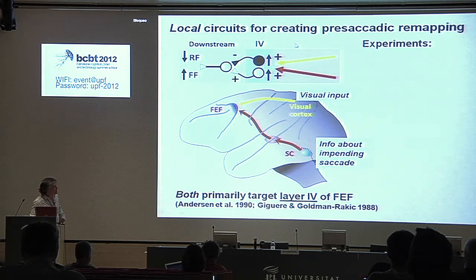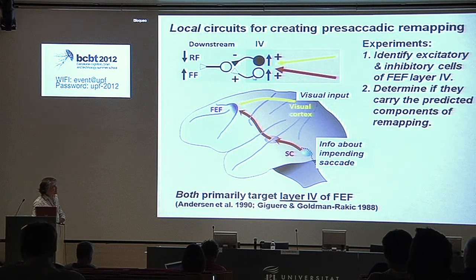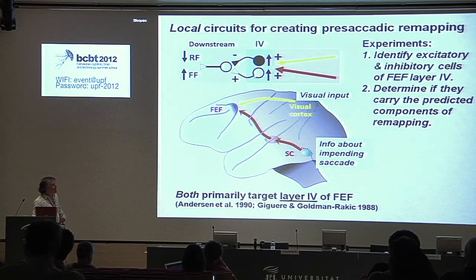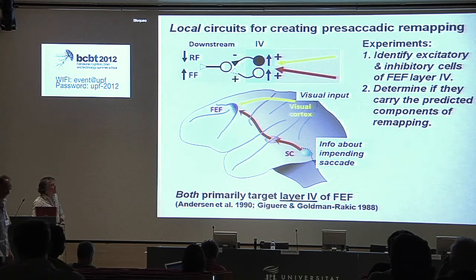OK, so our simple hypothesis was that. To test this, we identified excitatory neurons and inhibitory interneurons of layer 4 in the frontal eye field, and we tested them on a remapping task. Again, our hypothesis is that the inhibitory interneurons should only have receptive field activity and no shifting, because their proposed mechanism is to drive down receptive field responses, whereas excitatory neurons should have remapped responses, because they'll be the ones driving up future field responses.